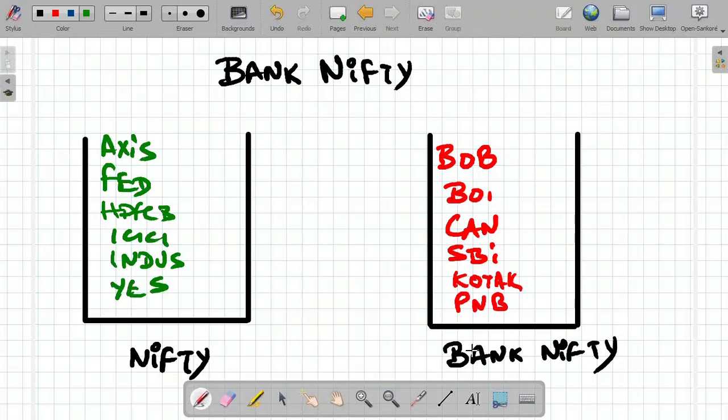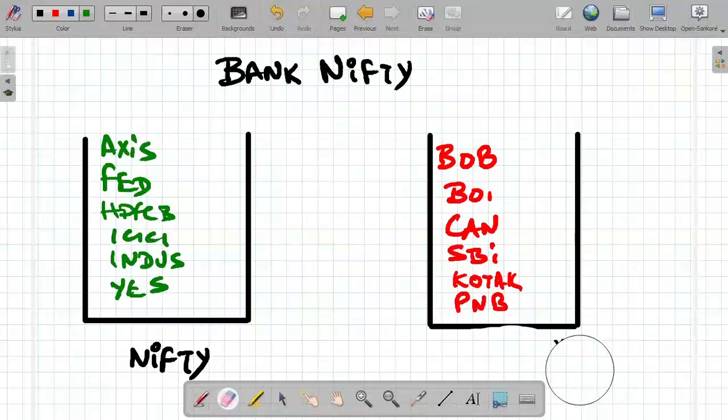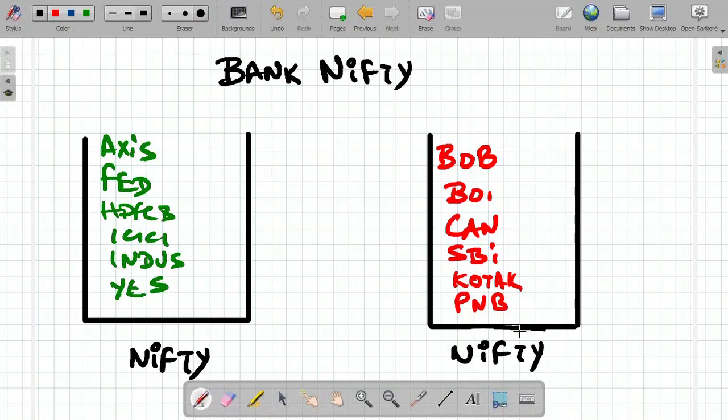One small mistake I've done here. Beg your pardon. So 6 stocks which are outperforming the Nifty and 6 underperforming the Nifty. Yes, this is better. There was an error there.